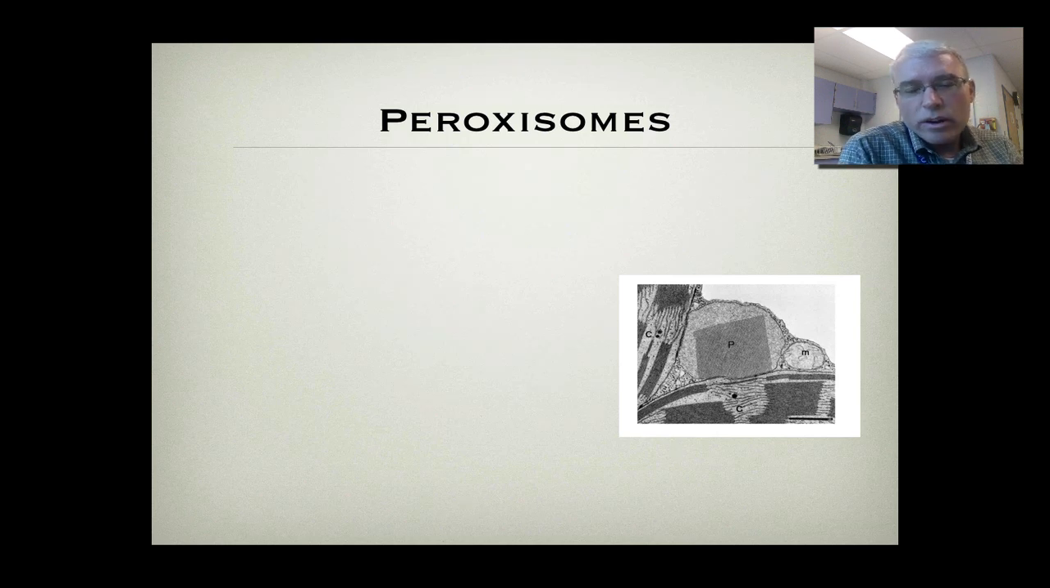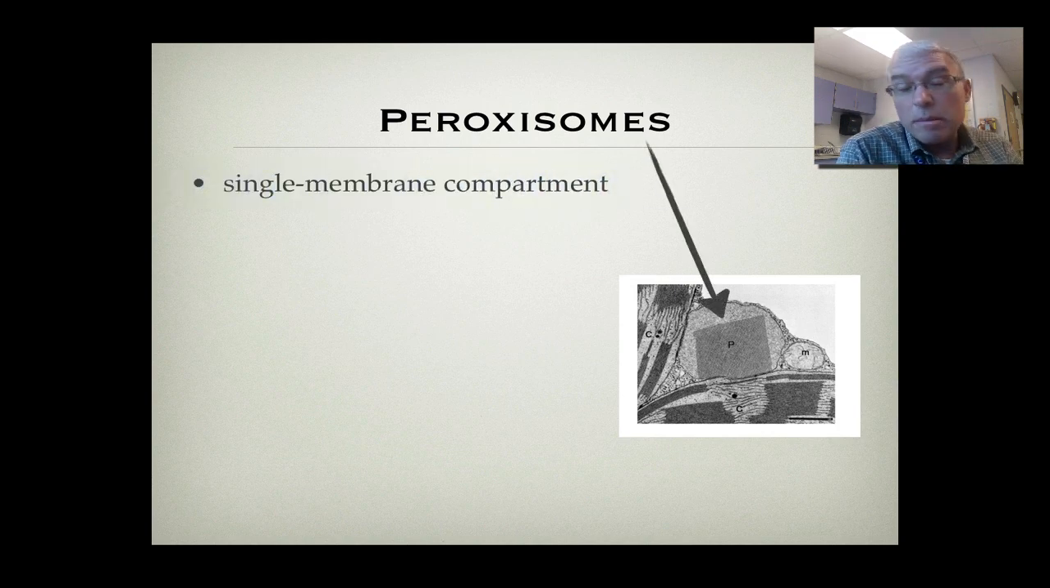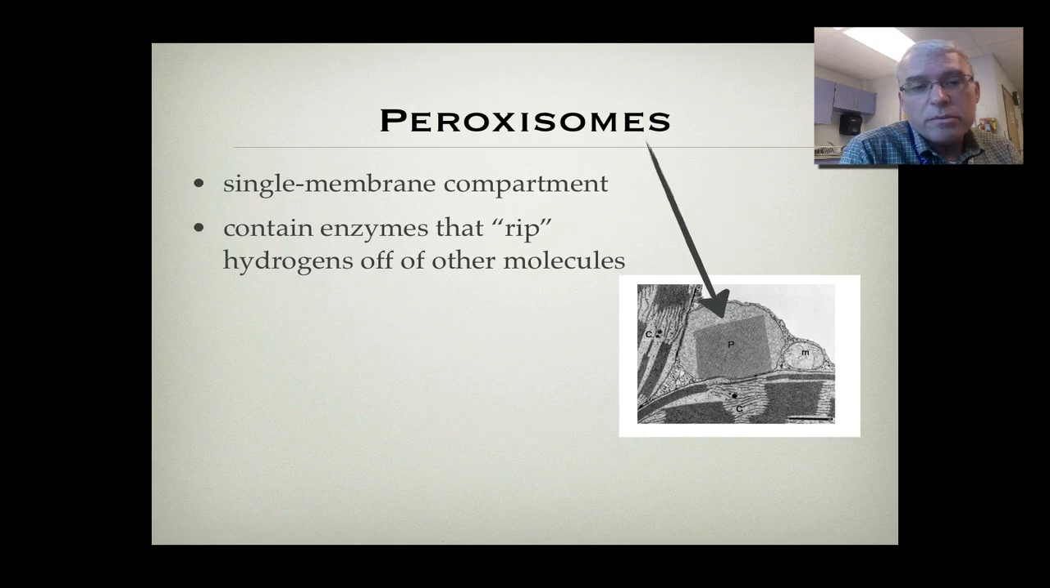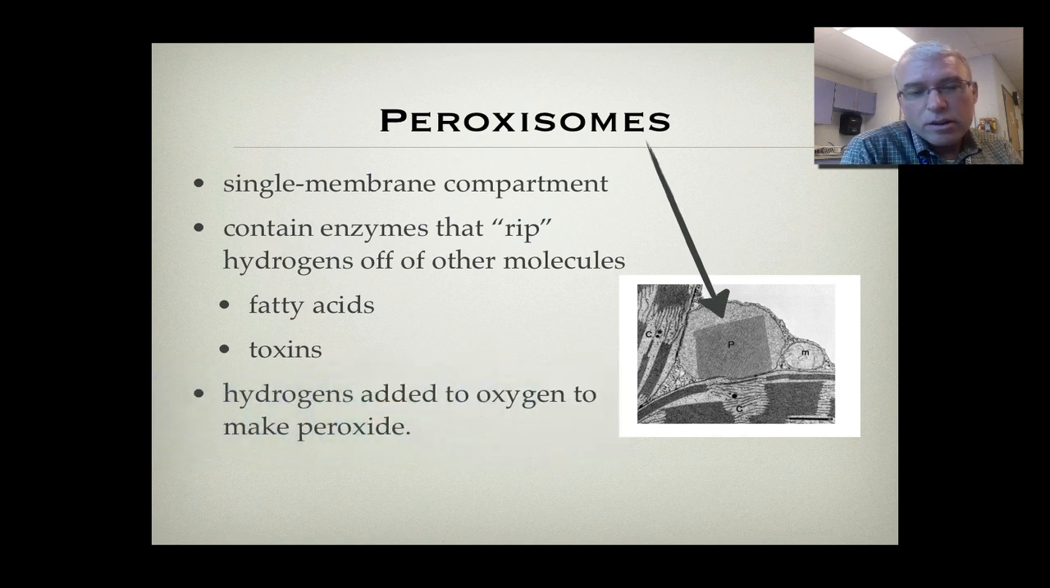Peroxisomes are the last organelle we're going to talk about in this slideshow, and they're a strange type of vesicle. As you can see in this picture, they sometimes contain crystalline structures of enzymes. They're a single membrane compartment, and their function is to take hydrogens off of other molecules. For example, they rip hydrogens off of fatty acids, or they rip hydrogens off of toxin molecules to change them or digest them.